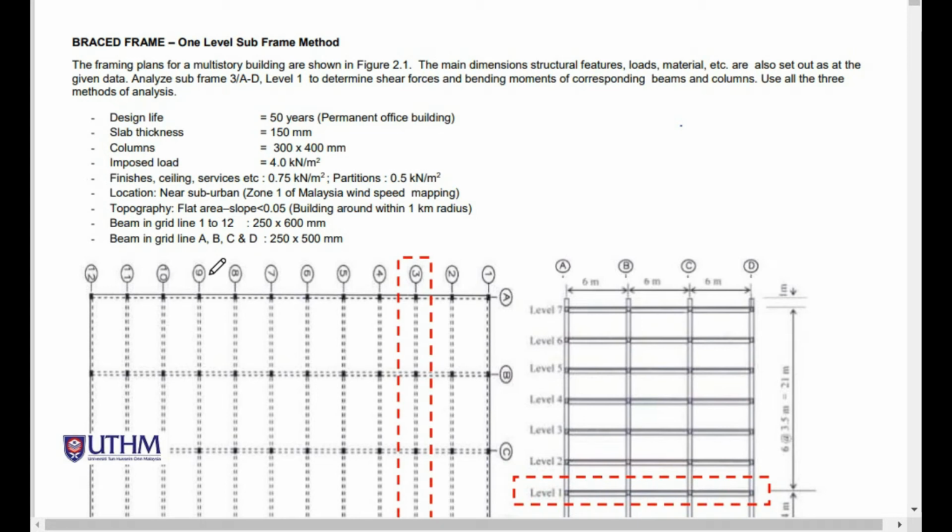Okay, so this is a braced frame, one level subframe method. The framing plans for a multi-story building, multi-story because it is more than one level, are shown in this figure. The main dimensions and structural features, such as load, material and others, are also set out as the given data. You need to analyze subframe 3AD level 1.